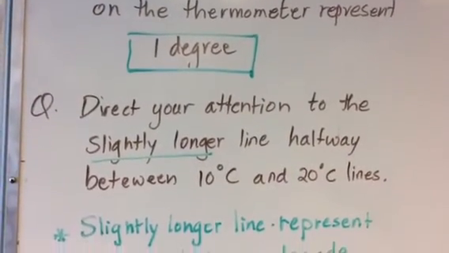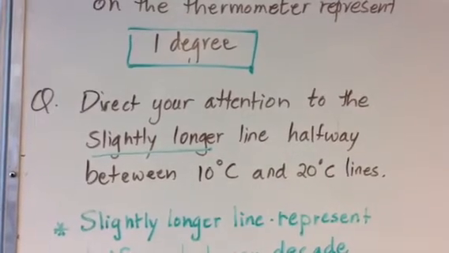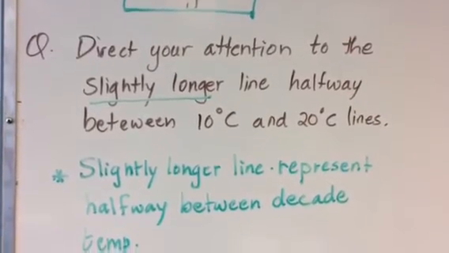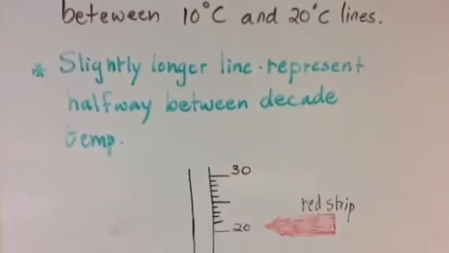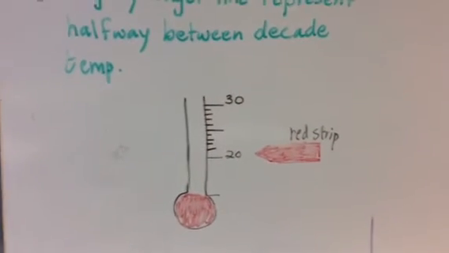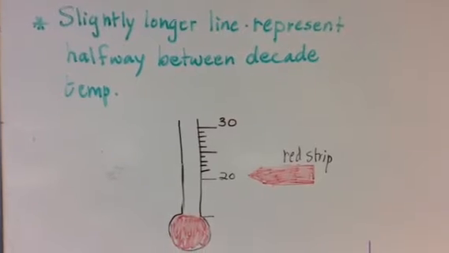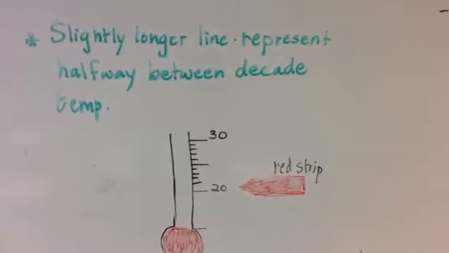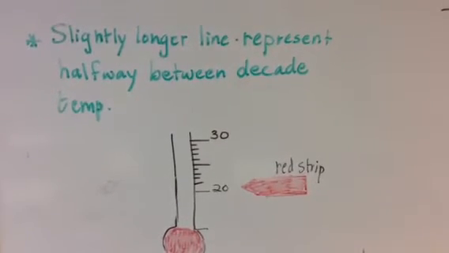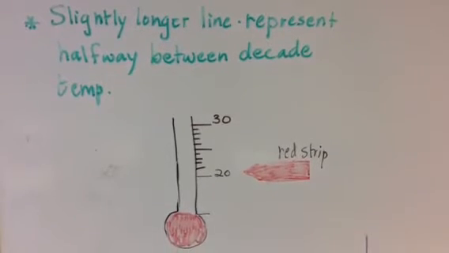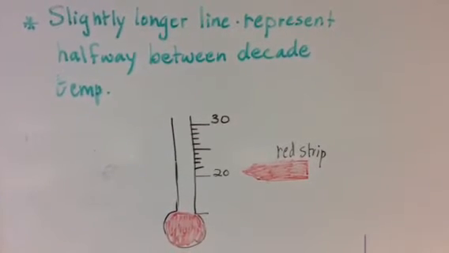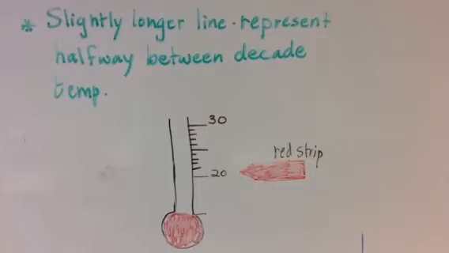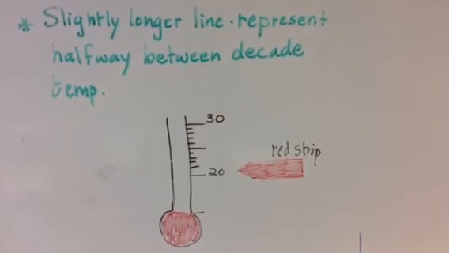Direct your attention to the slightly longer line halfway between the 10 degrees and 20 degrees line. The slightly longer line represents halfway between decade temperatures. So I made a little thermometer down here, and I'm showing you between 10 and 30 there are 10 lines, but one line is longer. That slightly longer line is halfway between the decade. 10 means a decade, and that red strip, the red liquid inside, the mercury, helps us to read. It's rising up and rising down. It helps us to know the temperature of something or somebody.